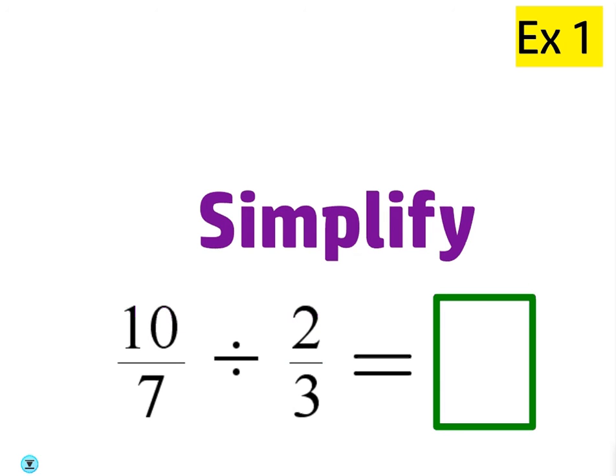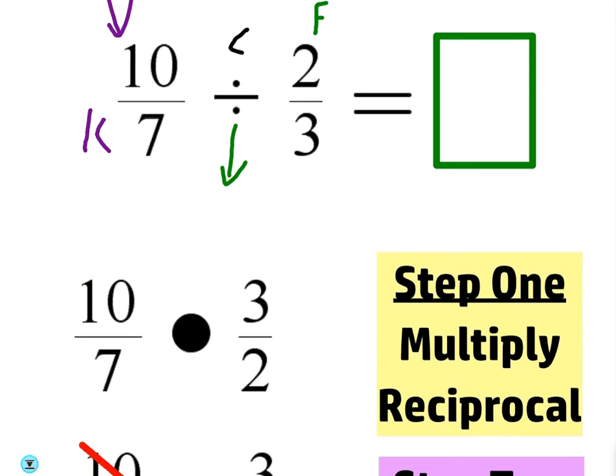So let's do the first example, 10/7 divided by 2/3. And then what's this going to become? Good. Okay, so again, just don't make this mistake, guys. Do not flip the first number. That's why it's keep, change, flip. I'll put a K here. K means keep the first one. C means change that to multiplication. F means flip that. So the first fraction stays the same. It's going to look like this.